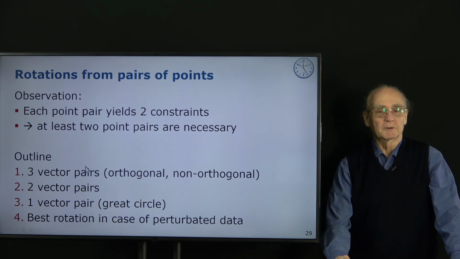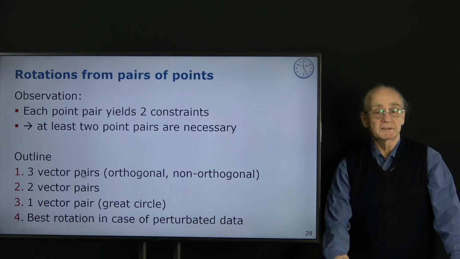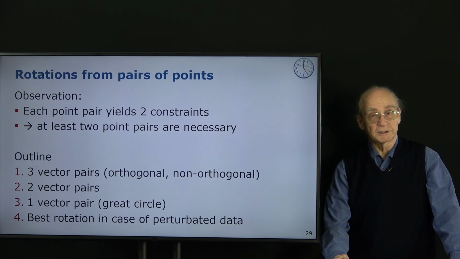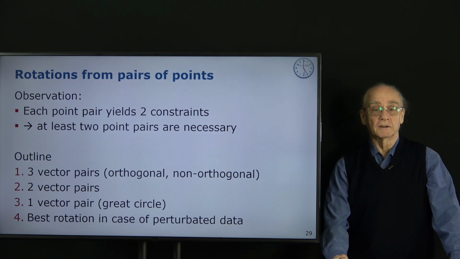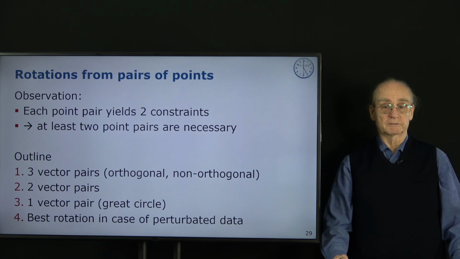In the following, I want to talk about 3 cases. I start with 3 vector pairs, orthogonal and non-orthogonal. Then I talk about the case with 2 vector pairs. And I also want to discuss the case if you have only 1 pair. And then, because these data may be uncertain, we will not obtain matrices which are rotation matrices. They are only approximate rotation matrices. And that means we need to discuss how to approximate a given matrix by a rotation matrix.